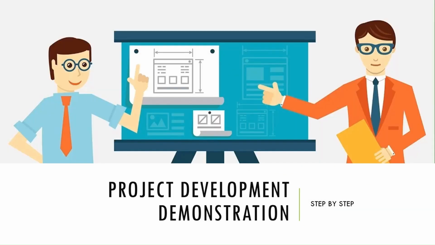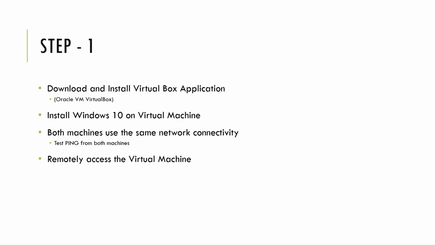Now, I will show the project development phases step by step. As we know, for logical replication, we need two separate machines, one for publication, another for subscription. For preparing another machine virtually, we need to follow these steps.